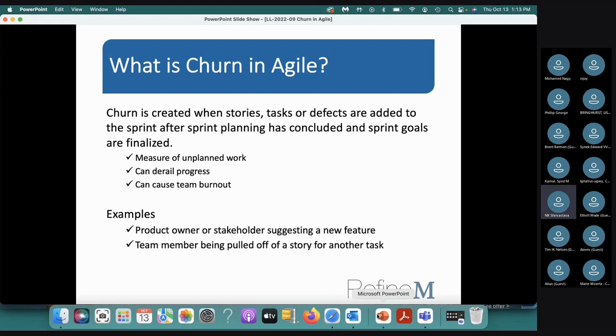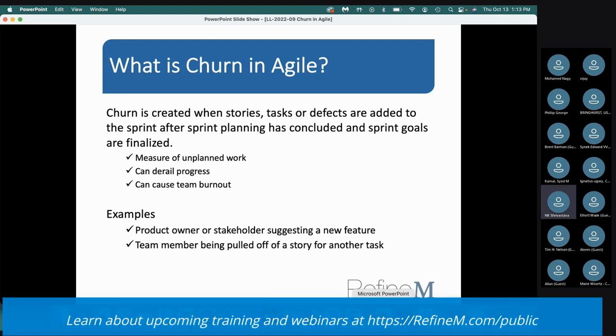It is the measure of unplanned work. It can derail your progress because you thought you will do these five stories and three tasks and two defects amounting to whatever story points. And now you got more to do, right? So it may impact your progress. And also, if it happens consistently, it may create frustration and burnout. I was working with a team last year, and the team was very, very frustrated with this kind of ad hoc work dumped on them. Okay.